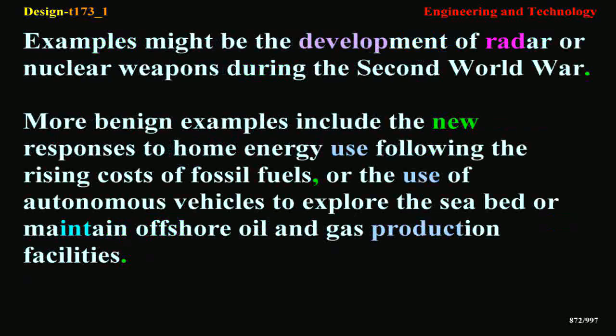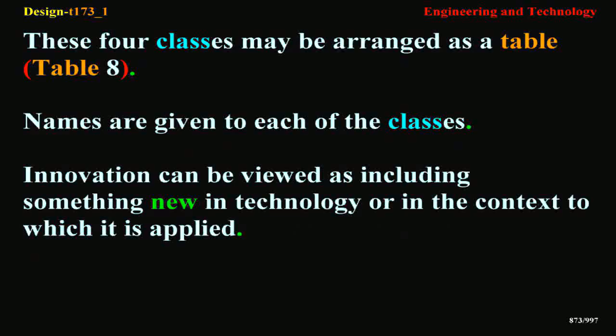Examples might be the development of radar or nuclear weapons during the Second World War. More benign examples include the new responses to home energy use following the rising costs of fossil fuels, or the use of autonomous vehicles to explore the seabed or maintain offshore oil and gas production facilities. These four classes may be arranged as a table, Table 8. Names are given to each of the classes.